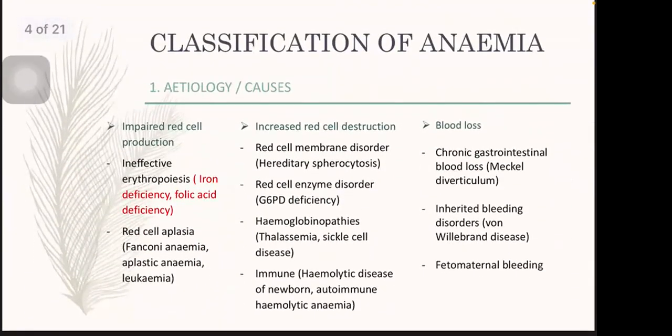Next will be the classification of anemia. Basically, anemia can be classified based on etiology or causes, and also red blood cell morphology. Based on causes, anemia can be classified into three aspects: impaired red cell production, increased red cell destruction, also known as hemolysis, and blood loss. Iron deficiency and folic acid deficiency fall under ineffective erythropoiesis, which I will explain briefly after this.